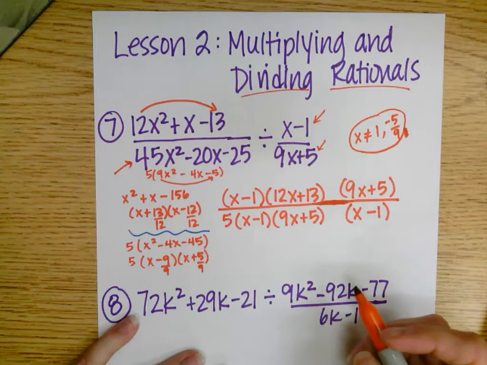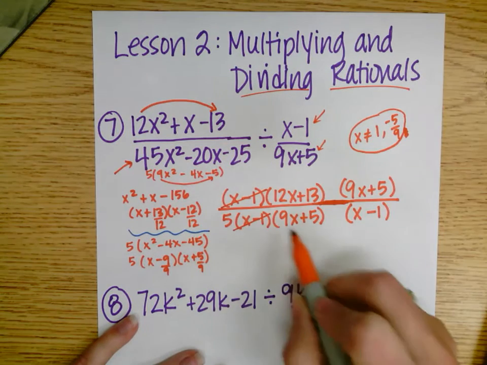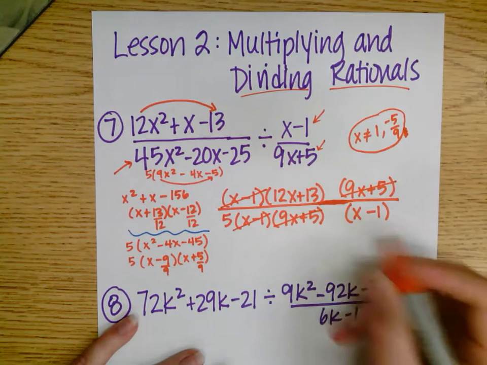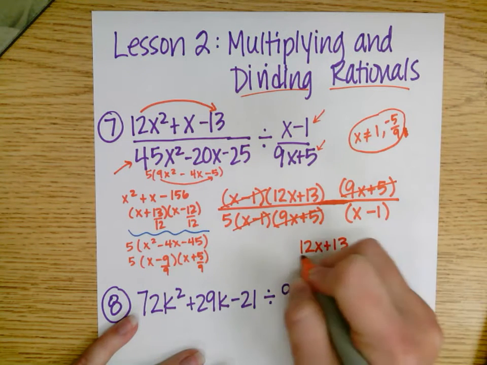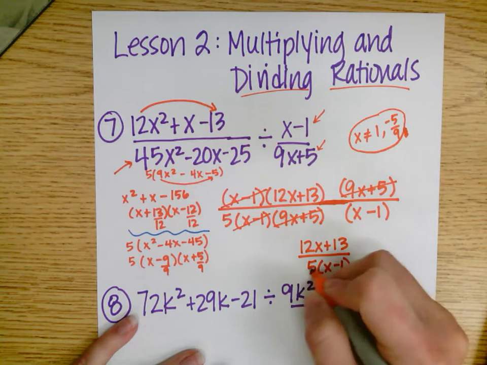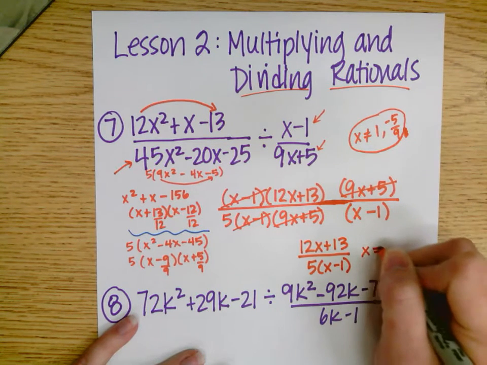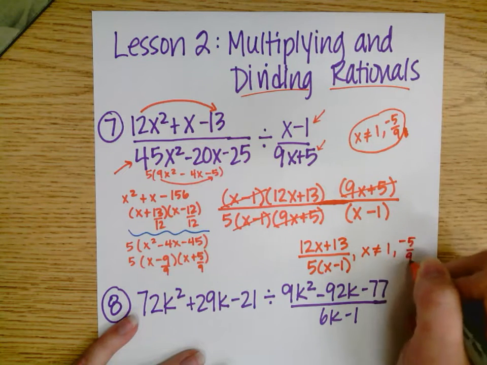Alright, so we can cancel here and here, cancel here and here. So my final answer is 12 times x plus 13 over 5 times x minus 1. Again, if you wanted to distribute that, you can. x is not allowed to be 1 or negative 5/9. There's my answer.